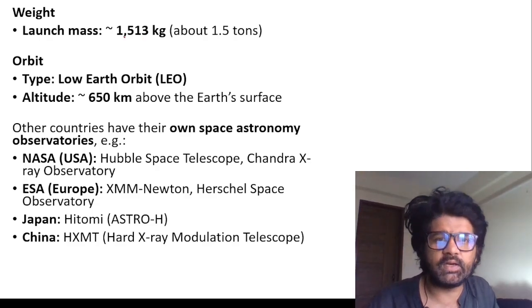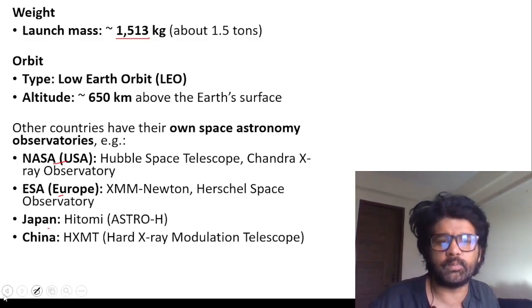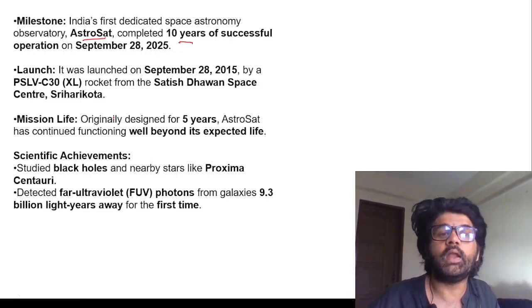So, launch mass is around 1500 kg. It is in low Earth orbit, and India is not the only country. Many countries have their space observatory. NASA has, the European agency has, Japan has, China has. So keep it in mind. They can ask you, is India the only country? No, not the only country.